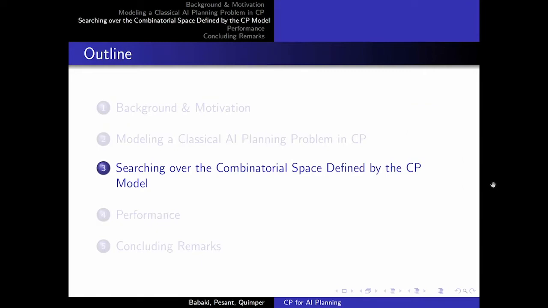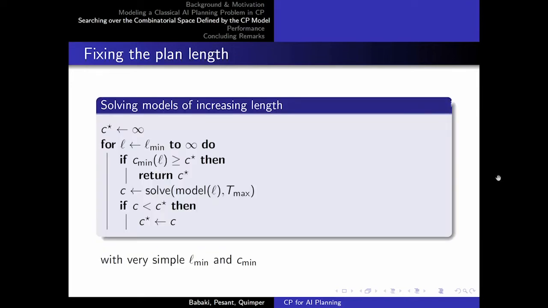So now how do we search over the combinatorial space that's been defined by our CP model for our AI planning problem? So as I said before, we're solving fixed length plans. We do something very simple. We solve models of increasing length. So we start from some trivial, really, lower bound L min.